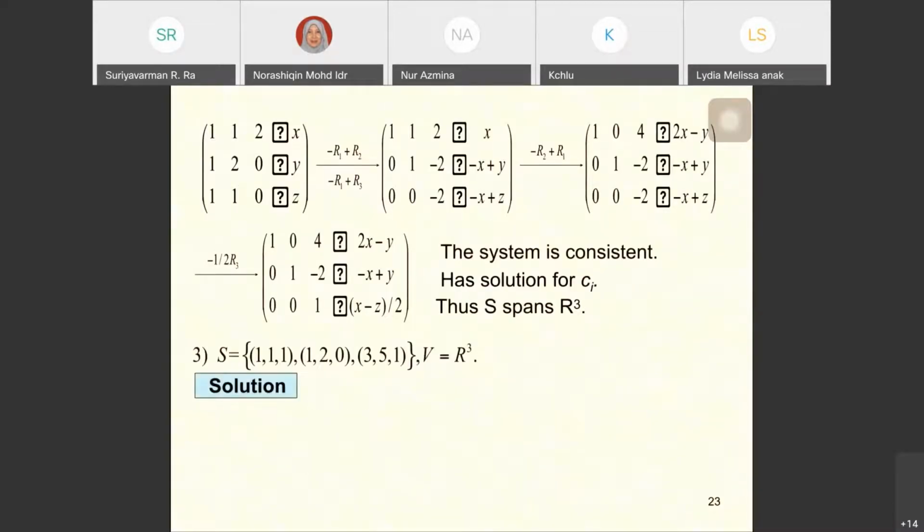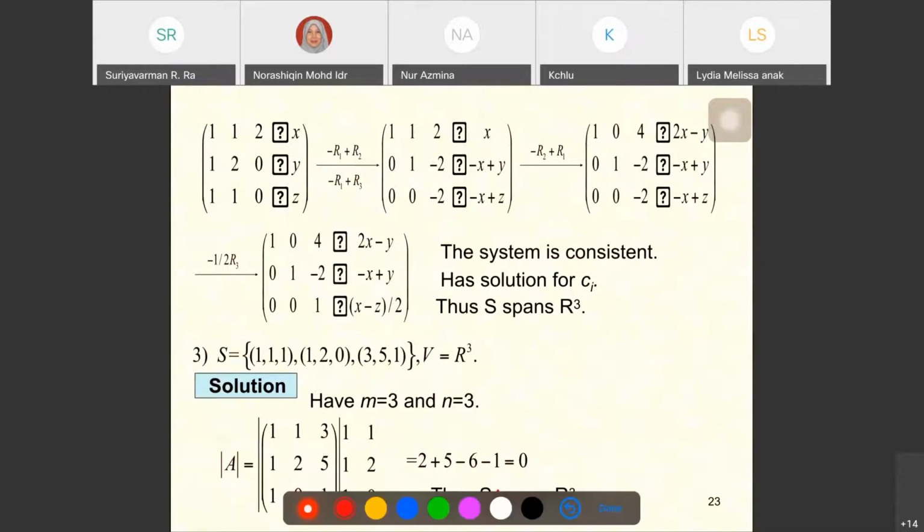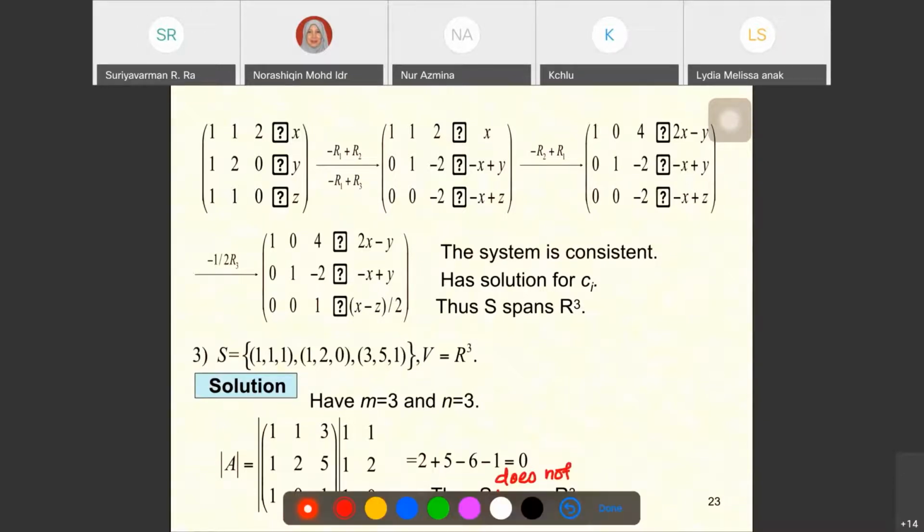Over here, we see that m equal to 3 and n equal to 3. And they are the same, so we need to find the determinant. Yes, determinant is equal to 0. So we conclude that S does not span. So S does not span R3.